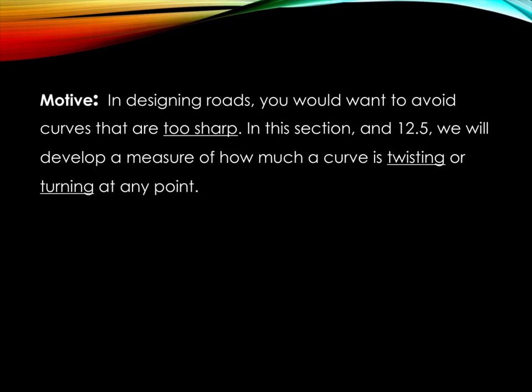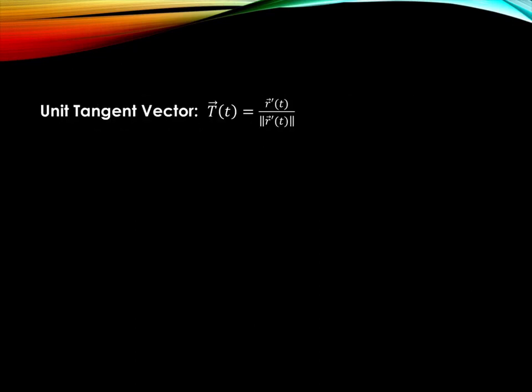In this section and then in 12.5, we're going to develop a measure of how much a curve is twisting or turning at any point. So that's what these are going to be doing for us. So, three-dimensional curvature. There are going to be two formulas you're going to see today. The first one's called a unit tangent vector, and the unit tangent vector is so fabulously called capital T of t.